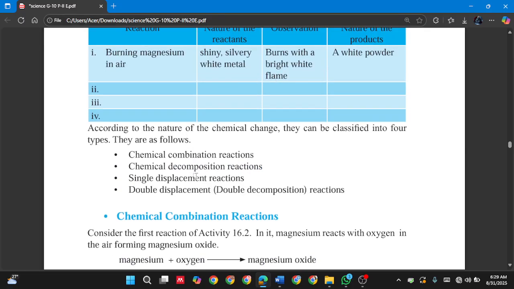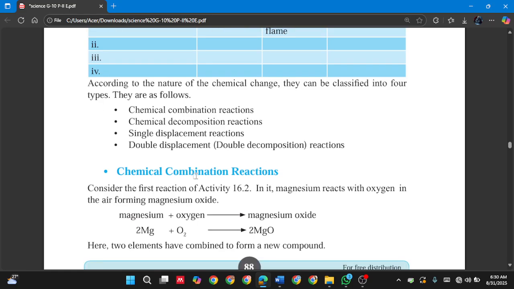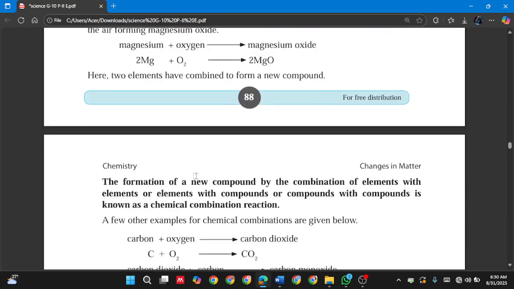And the third one is single displacement reaction. So the place of one element got changed. And double displacement is where the places of two elements get changed. You'll understand when we talk about it. Let's go to the chemical combination reactions first.